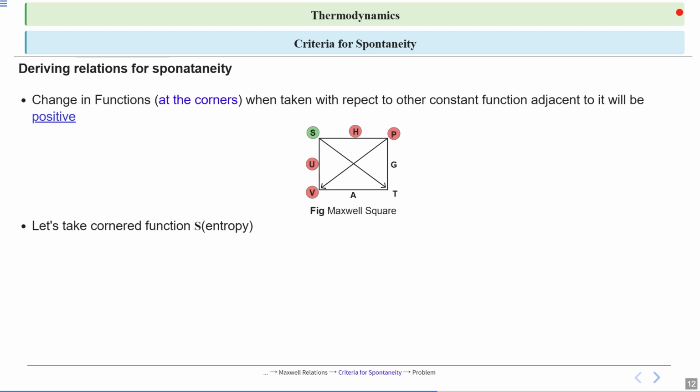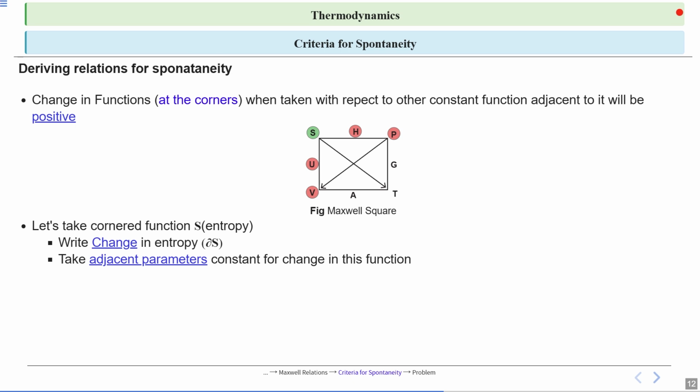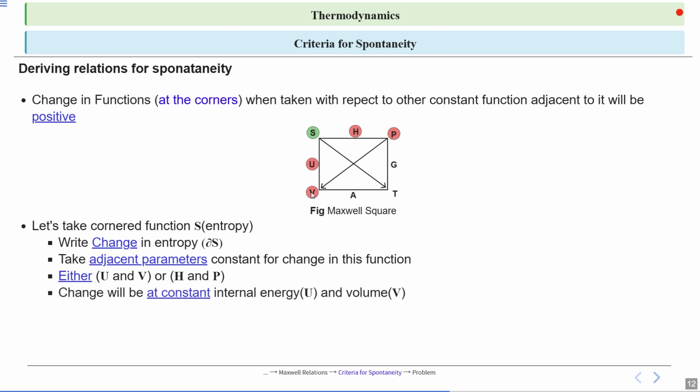How do we define it? If you are taking the entropy as the varying function with respect to spontaneity, then we will write S as dS, taking the differential. In the next part, we will take the adjacent parameters as constant. You can see on the right hand side of the entropy, we have H and P. So we will take the enthalpy and pressure as constant. We can write it for U and V also, because U and V are also present on the adjacent side. Now, there are two sets that can be possible. First with respect to U and V, and second with respect to H and P.